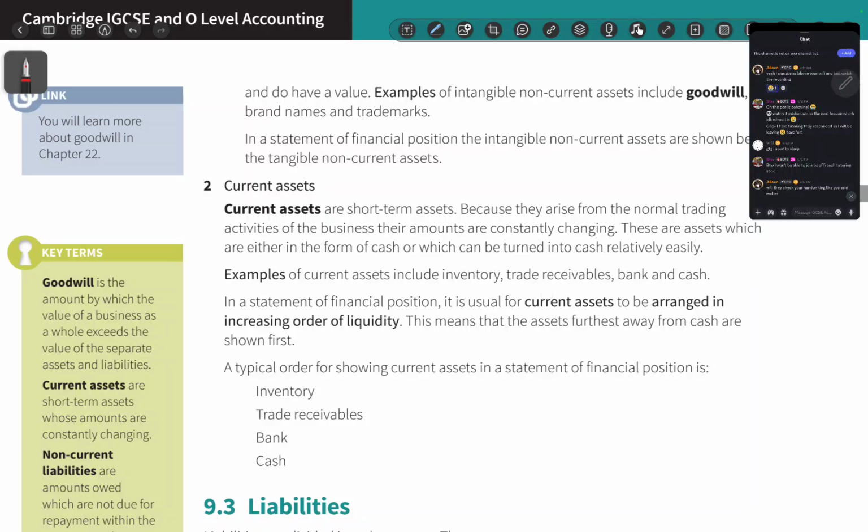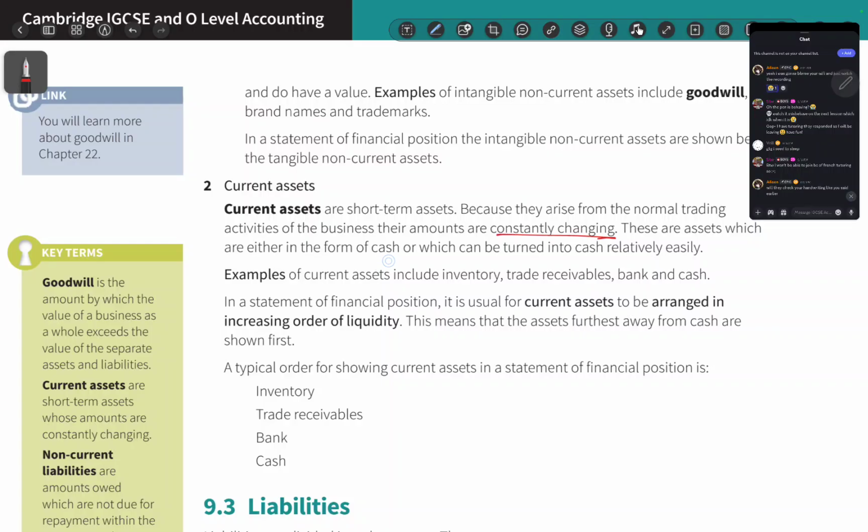Now, current assets are short-term assets. Their values are constantly changing. Constantly changing means that their value changes during the year, because they arise from normal trading activities of the business, and their amounts are constantly changing. This is the reason why their amounts are changing.